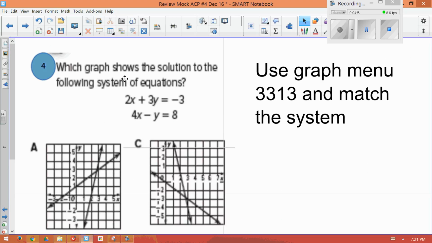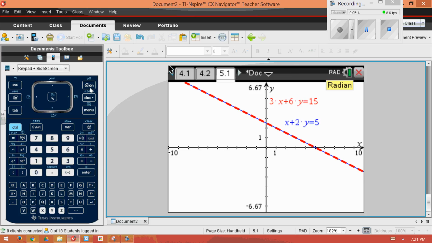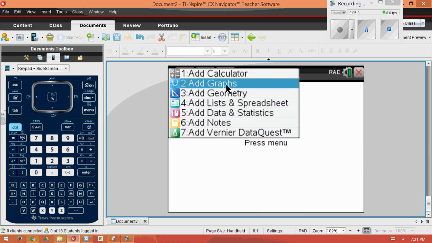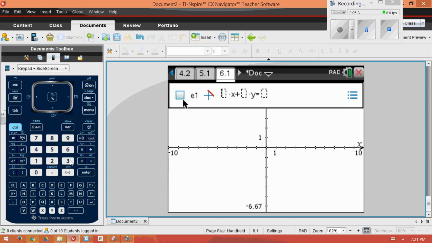4. Which graph shows the solution to the following system of equations? Probably the easiest thing to do right here is just to graph these using Menu 3, 3, 1, 3 and just match the system up. And that's exactly what we're going to do. So let's go to graph. This is another graph here. I'm just going to insert a problem here, 4.1, and I'm going to do another whole graph there. And we want to use Menu 3, 3, 1, 3. We need that to put it in the proper form. So let's go back to the problem there.